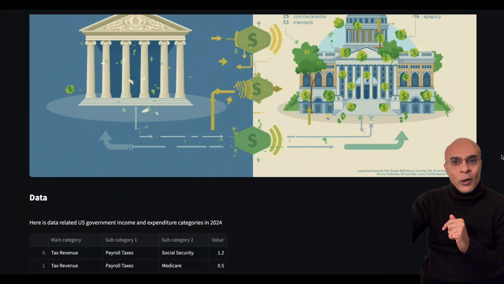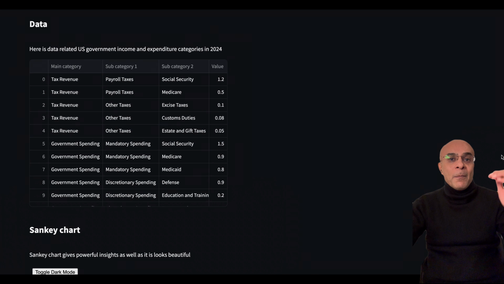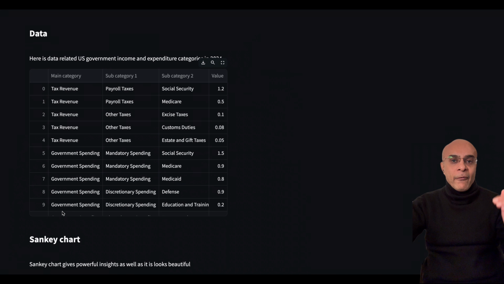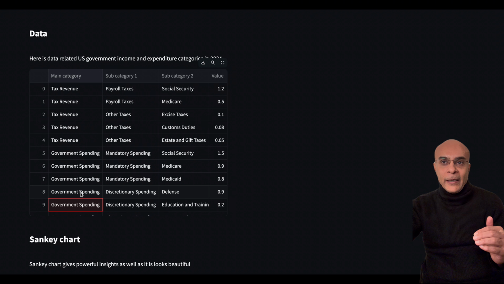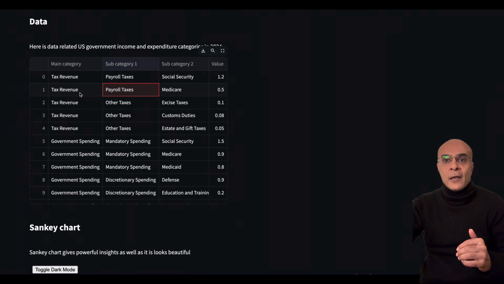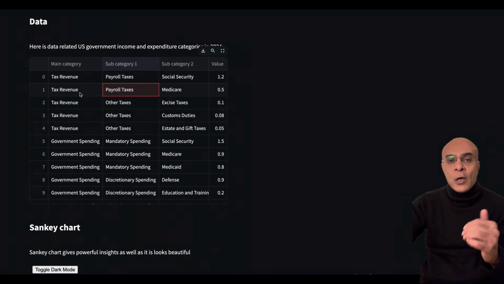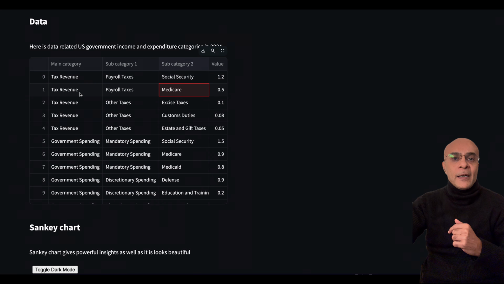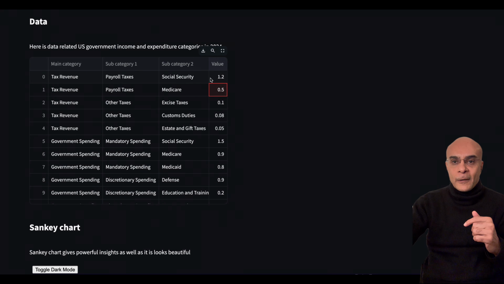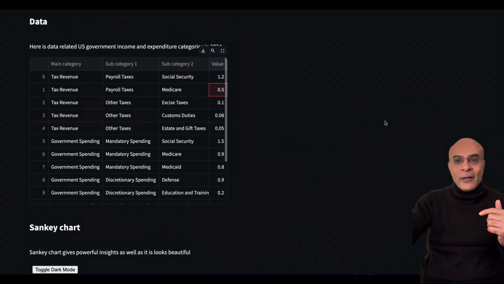So the data I have for you today is something like this. You have the main category, which could be a revenue or it could be a spending. And then within these categories, you have these subcategories. So you can see here that you have subcategories such as taxes or social security. And then at the end, you also have the value. The value here is represented in trillions of dollars. So let's now use this Sankey chart to analyze this kind of data.